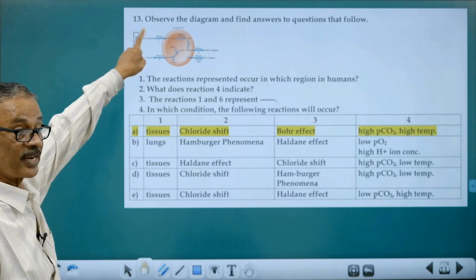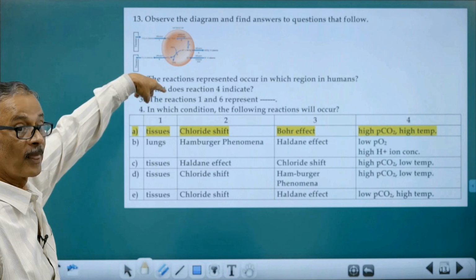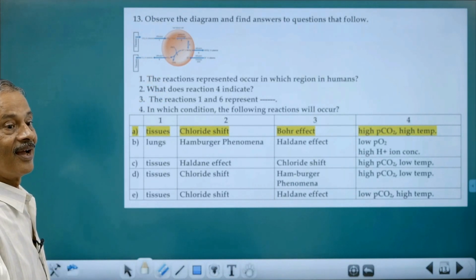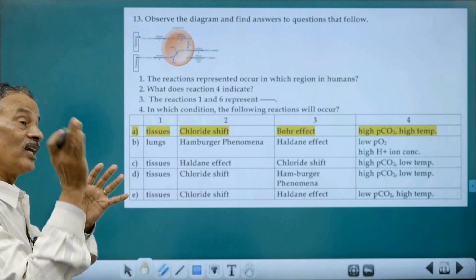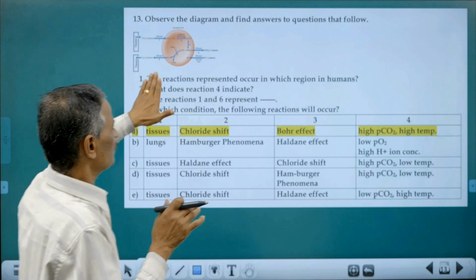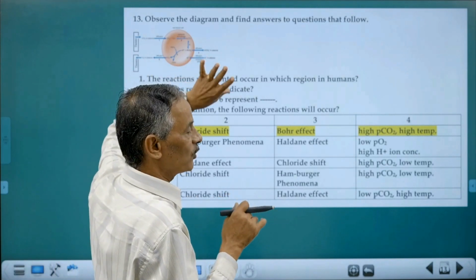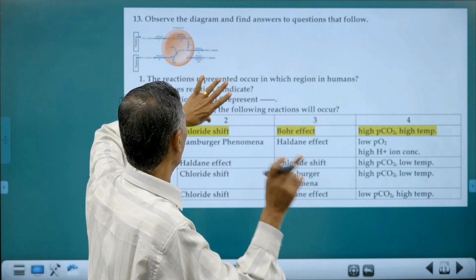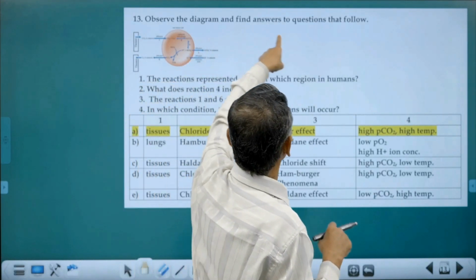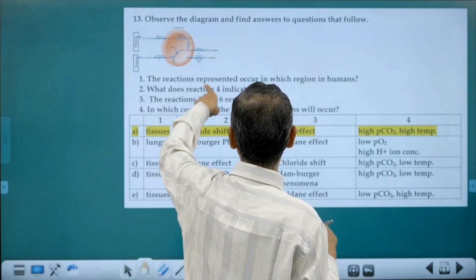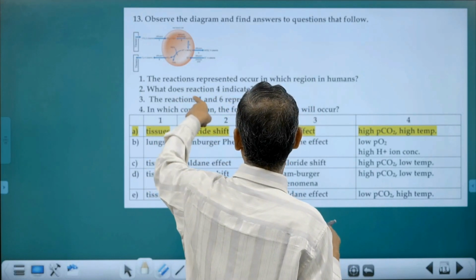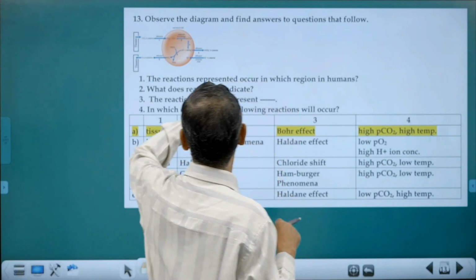So, what is the reaction occurring in tissues? That reaction is concerned with carbon dioxide transportation, and oxygen is also released into tissues by the Bohr effect. Okay, so find the answer to the question that follows. The reaction represented occurs in which region? Of course, it is in tissues. What does the reaction indicate?